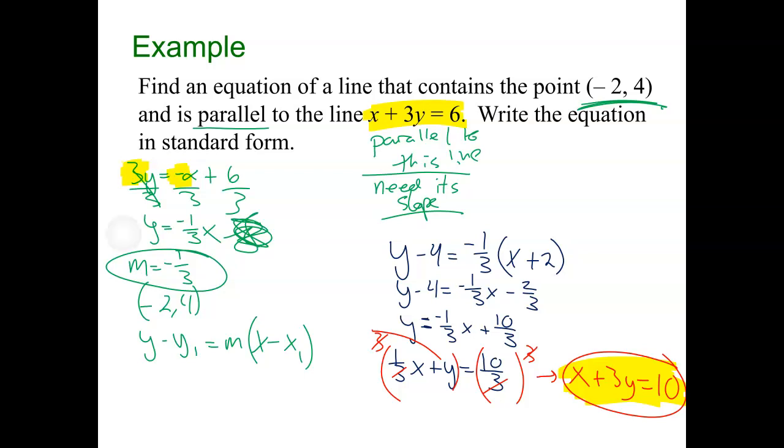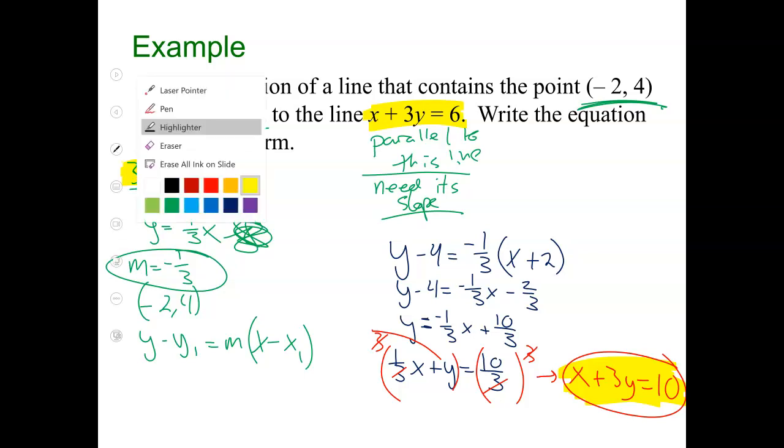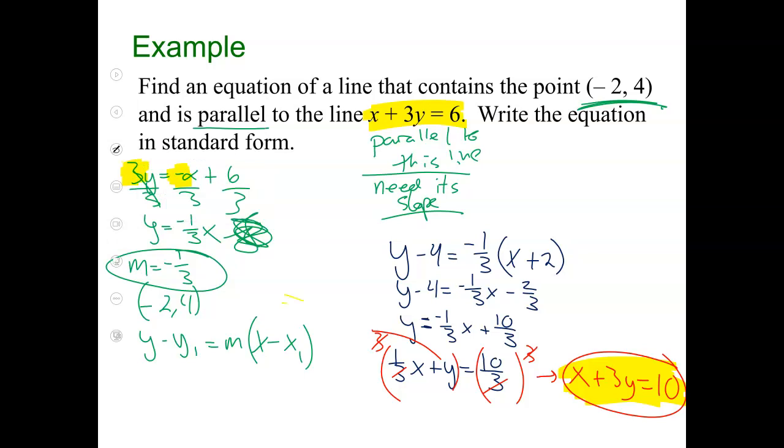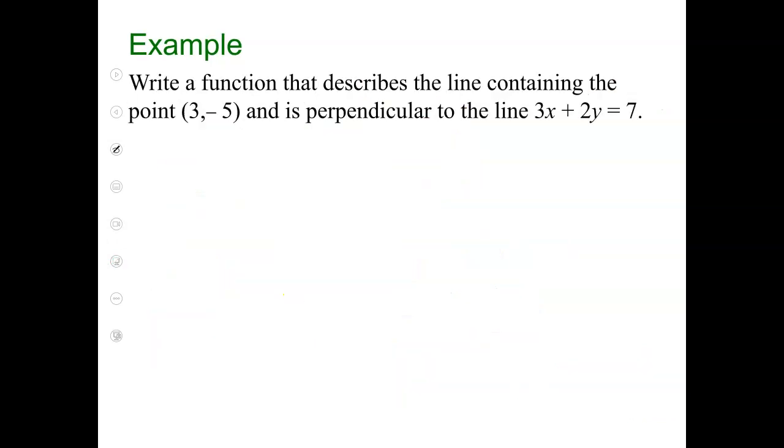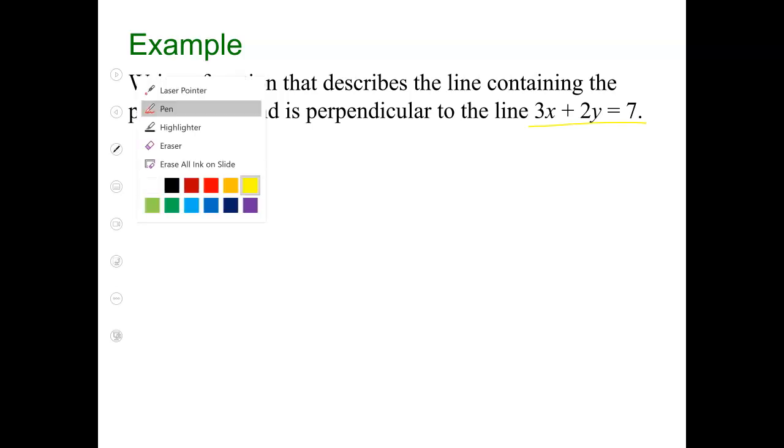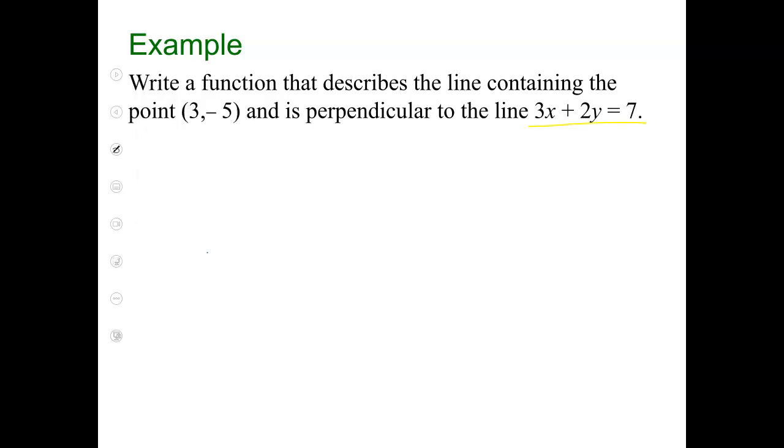Okay. What do we know about perpendicular lines? They cross. Okay. What else? Opposite reciprocal slope. So again, the only thing that I care about from this equation is its what? Its slope. Okay? So to get that perpendicular line, the only thing I care about is its slope.